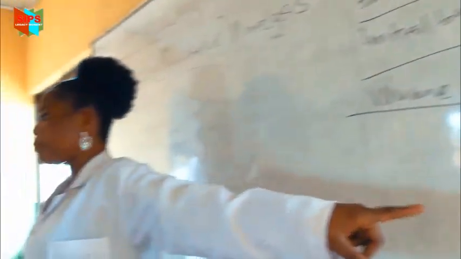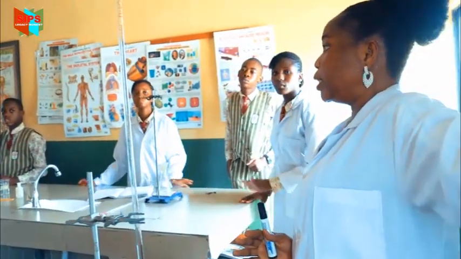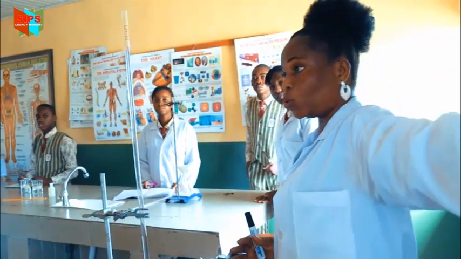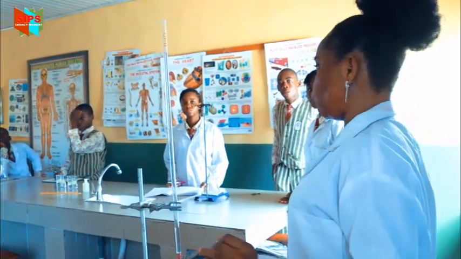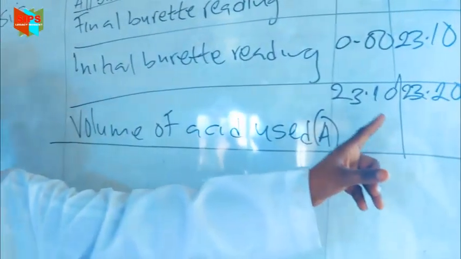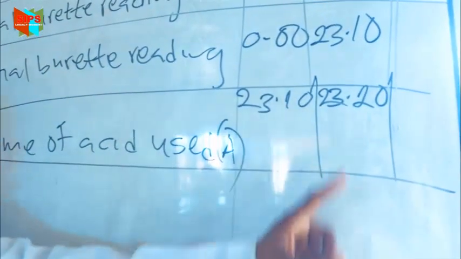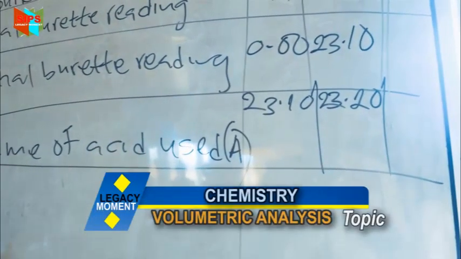You can say that the difference is not too much. I told you in one of our classes that in volumetric analysis, the maximum difference between the values of the acid used in titration will be 0.2. If it is more than 0.2, then there is an error. Here the difference is not much. Even the difference between 23.10 and 23.20 is just 0.1. So to get the titre value, that is the end point.